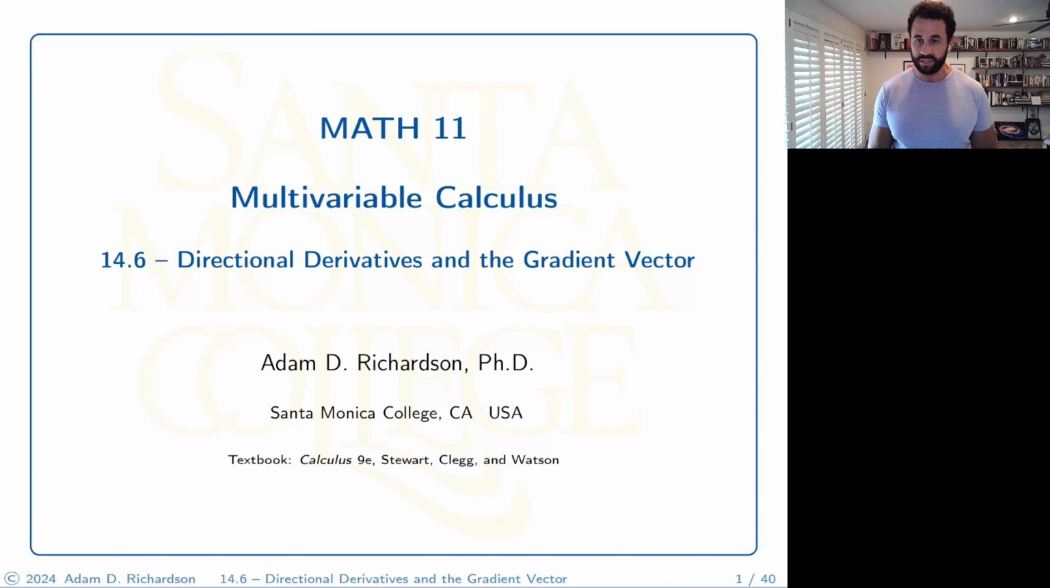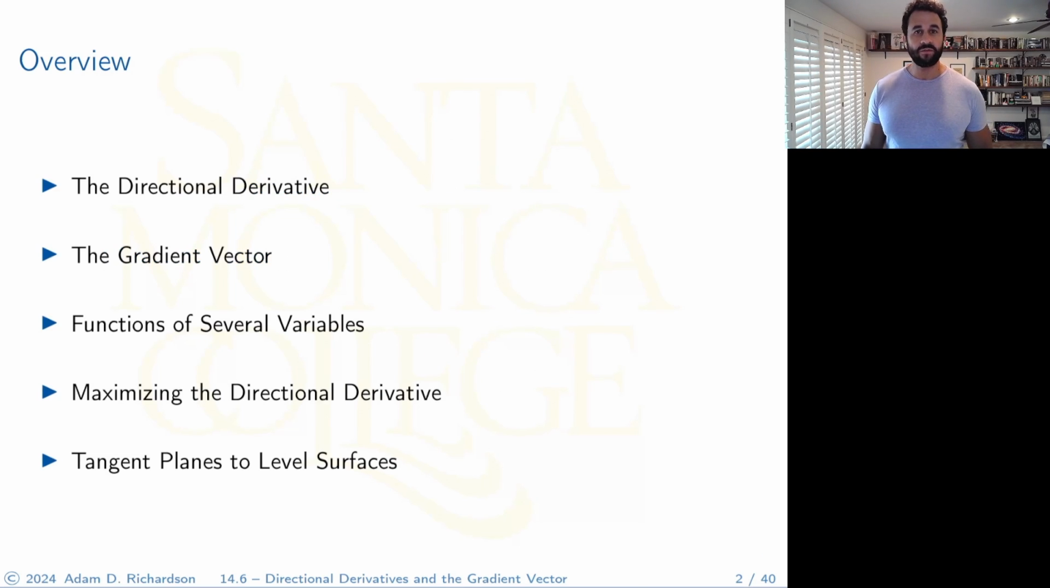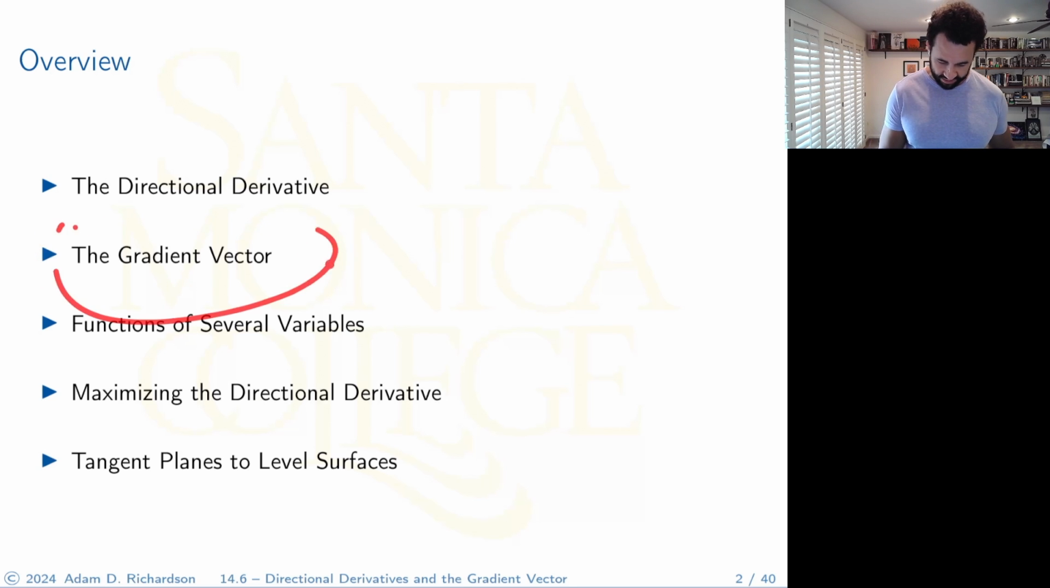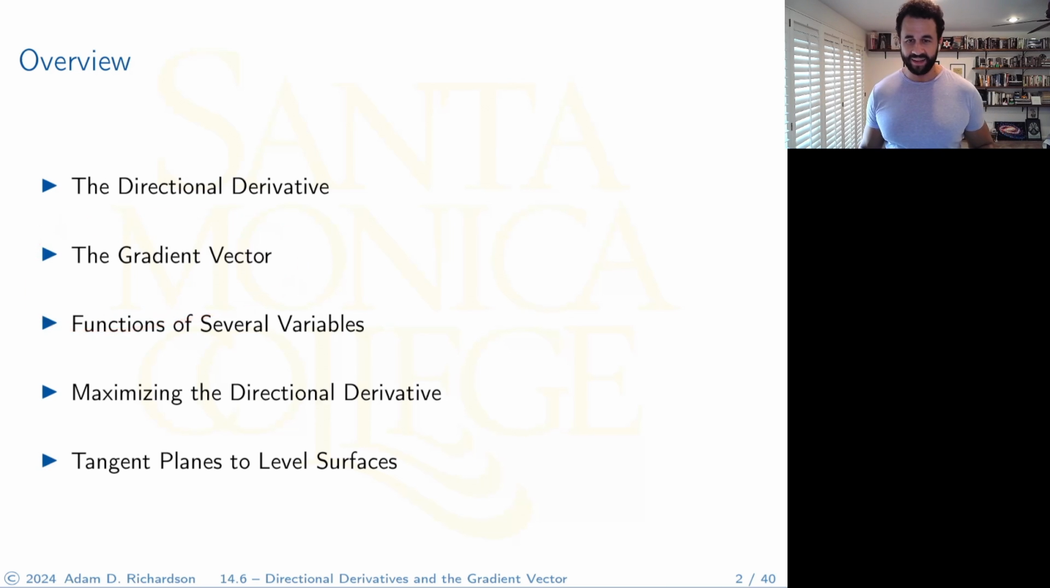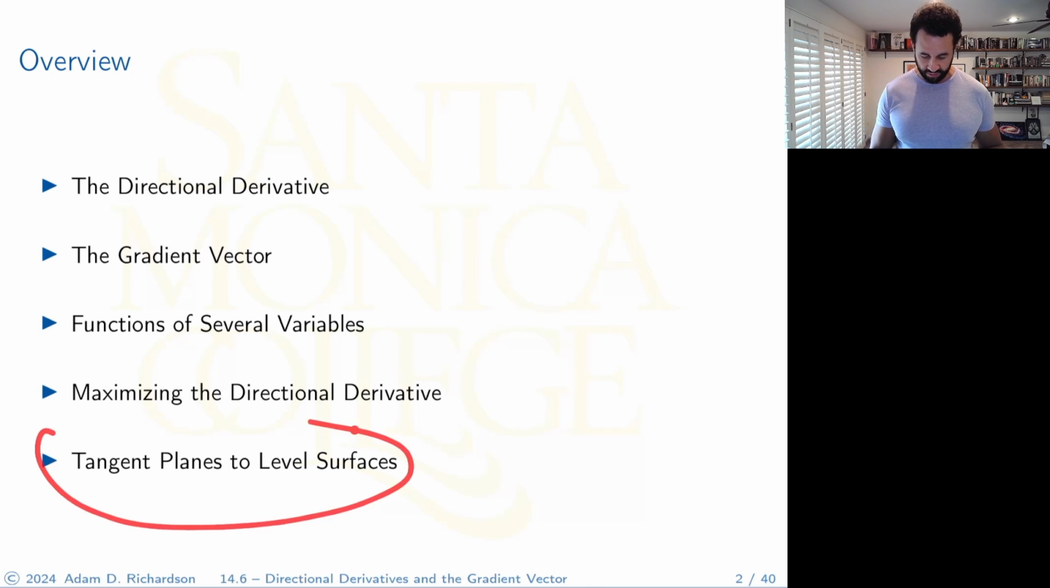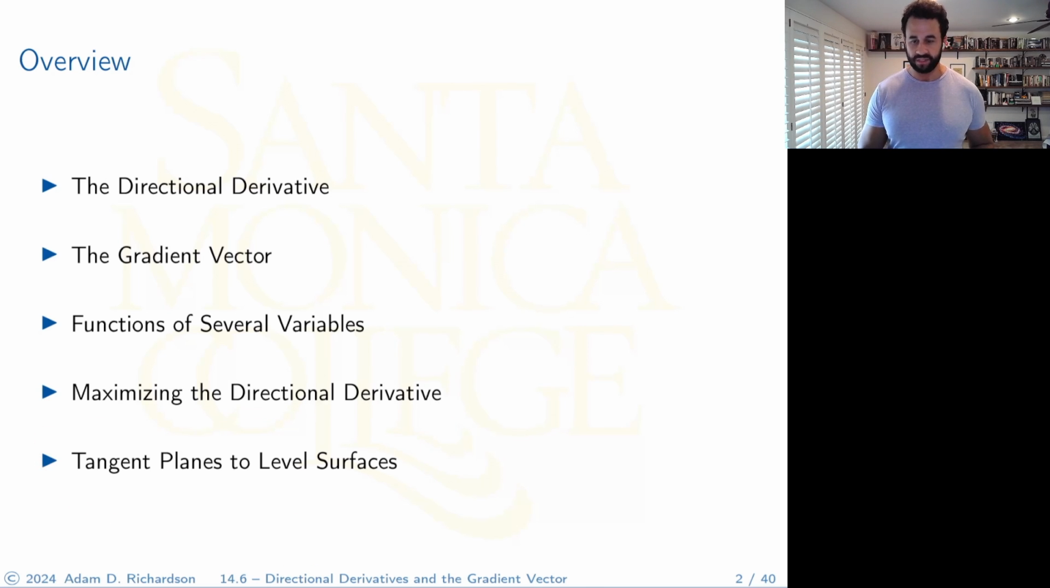All right, 14.6. So here's the overview. We're going to talk about what the directional derivative is. We're going to define it. Then we're going to define what the gradient vector is. Then we're going to extend these definitions to functions of several variables, like we have been, it's like a running theme throughout the course. We'll talk about maximizing the directional derivative, and then we'll finish up with tangent planes to level surfaces.